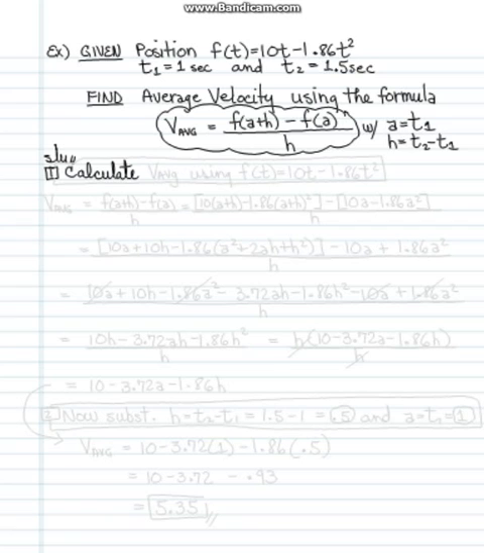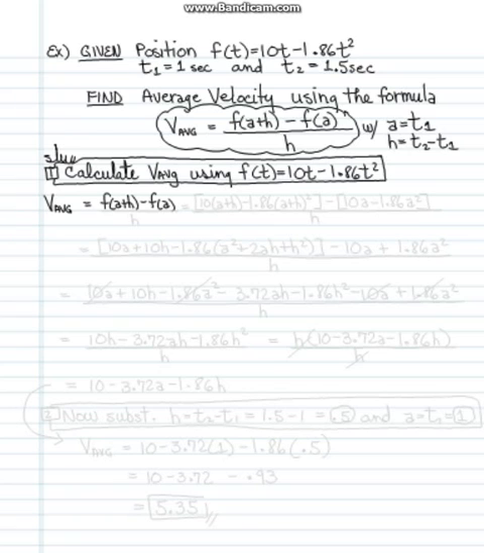Calculate v average using the given function, f of t equals 10t minus 1.86 t squared. We're going to evaluate the function at a plus h and then at a and subtract those two. So here's the formula that we were given in the cloud. And now let's evaluate it. We'll get 10 times a plus h minus 1.86 times a plus h squared, minus the bracket 10a minus 1.86a squared, all over h. Next, we're going to distribute multiplication by 10.